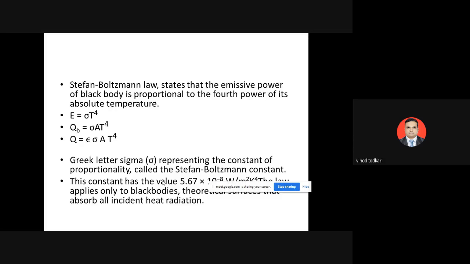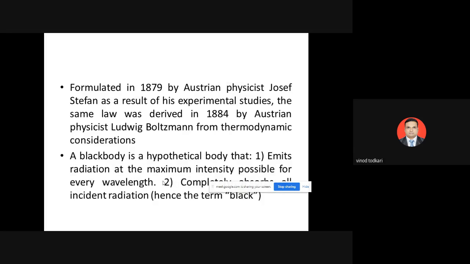The mathematical form of this law is Q is equal to epsilon sigma A (T1 raised to 4 minus T2 raised to 4), where epsilon is the emissivity, sigma is constant, its value is 5.67 into 10 to the power minus 8, A is the surface area, and T1 and T2 are absolute temperatures in Kelvin. Now, I have already explained that Stefan and Boltzmann both were from Austria, both were physicists, and they developed this law.